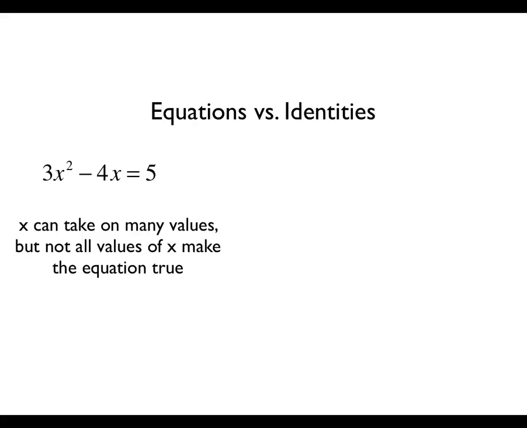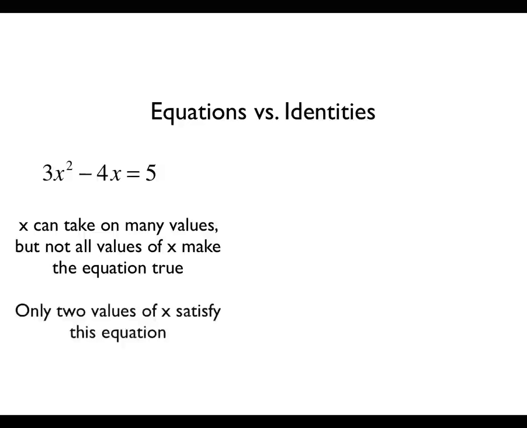So x can take on many values, but not all values of x make the equation true. If we use the quadratic formula or some other way to solve this, we would find there are 2 values of x that satisfy this equation. Other values of x are valid, but they just make the statement false.